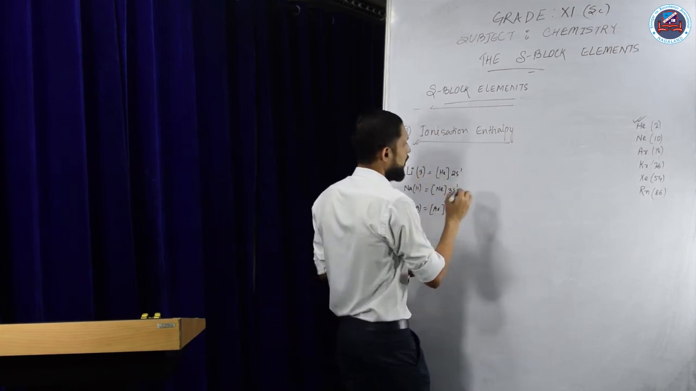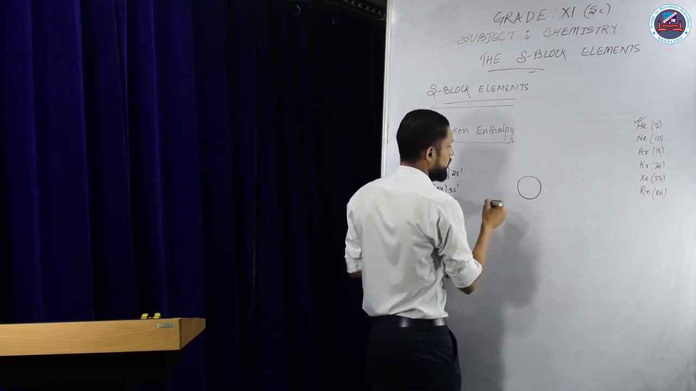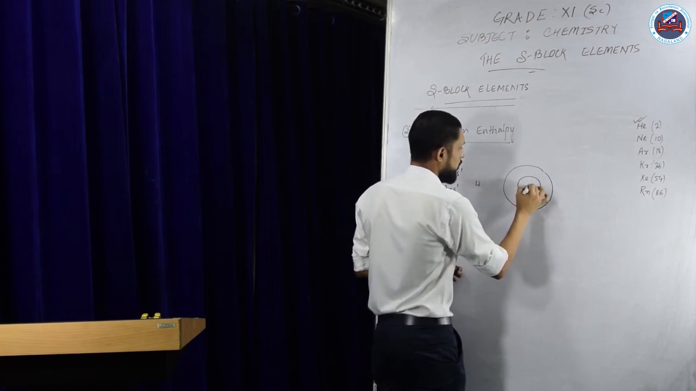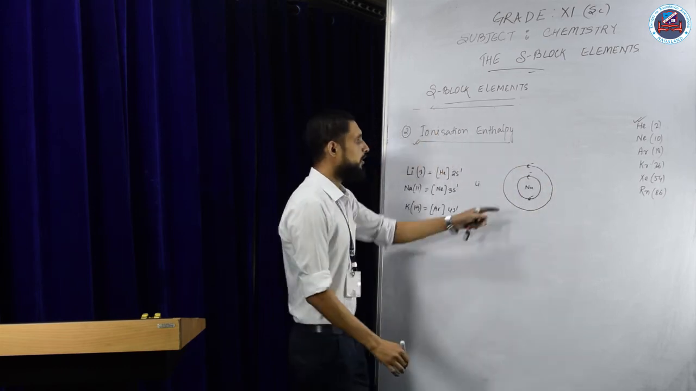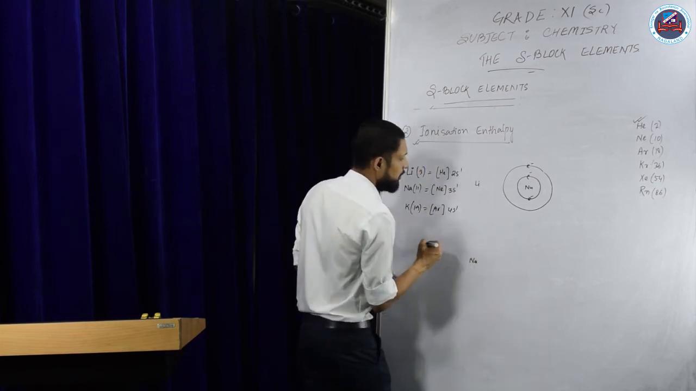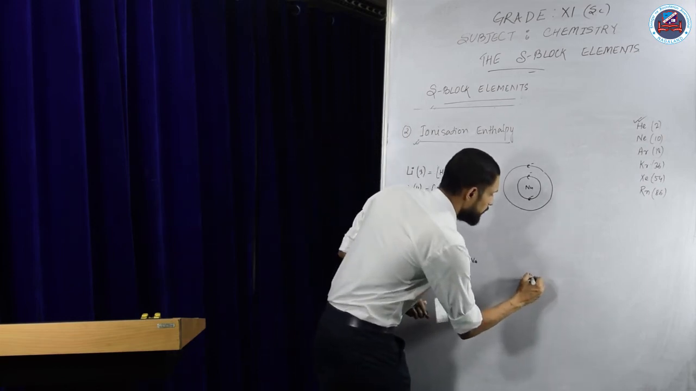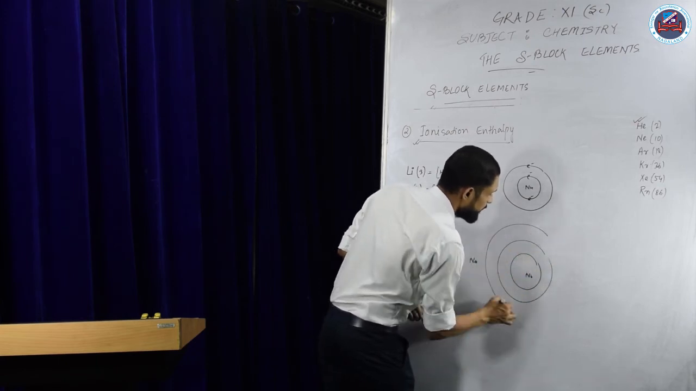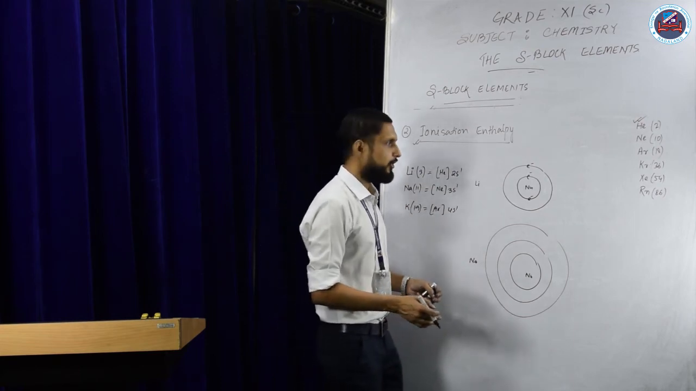So lithium has got 2 shells. This is the first shell, second shell. This is lithium. Nucleus will be at the center, 2 electrons in the first shell, 1 in the outermost shell. Sodium, total number of shells you have 3. So nucleus, first shell, second shell, third shell. Similarly, for potassium, there will be 4 shells.